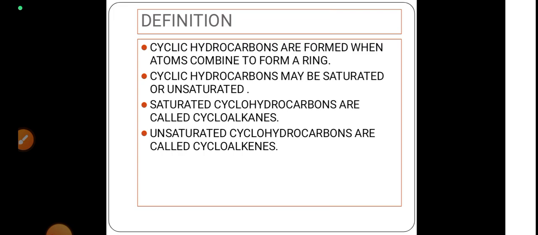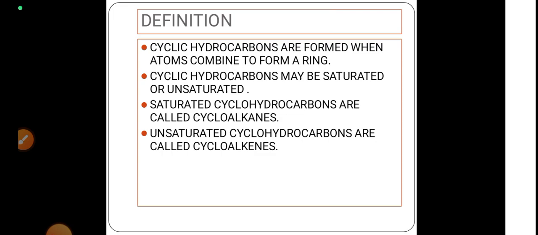First, let us go through the definition. They are formed when atoms combine to form a ring. Since we are mentioning hydrocarbons, it's primarily made of hydrogen and carbon. And we already learned that hydrocarbons are of three forms, that is cyclic, branched and linear. So today we're going to learn about cyclic.